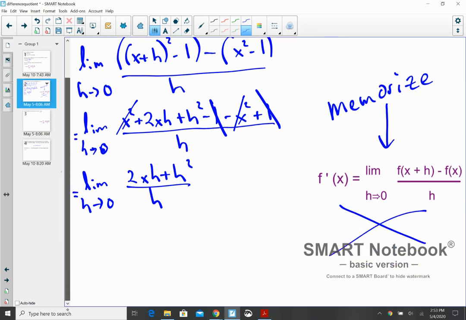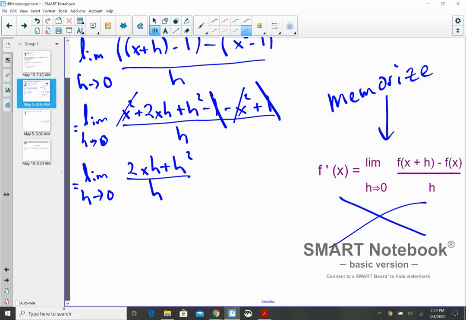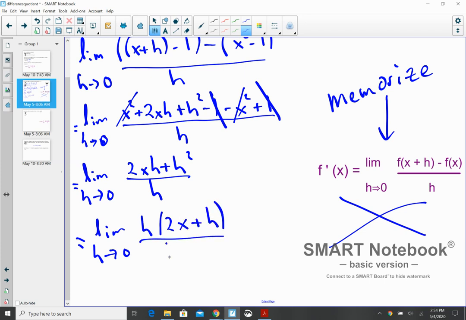All right, so let's make it better. So equals the limit as h goes to 0. You can actually take a GCF of an h out of the top. And then that h with this h, gone. Now, you may try to do the limit. As h goes to 0, 2x plus 0, that guy's going to equal 2x. There we go. That is f prime.